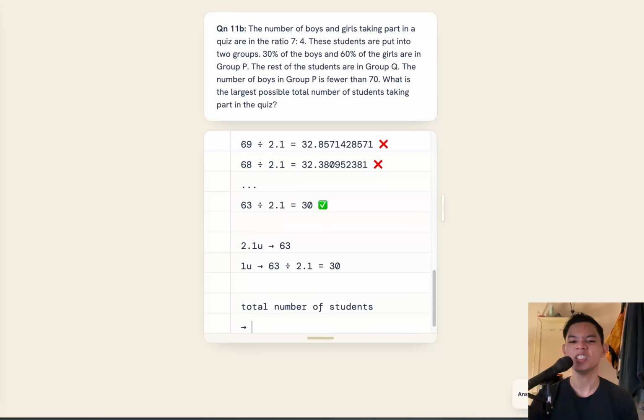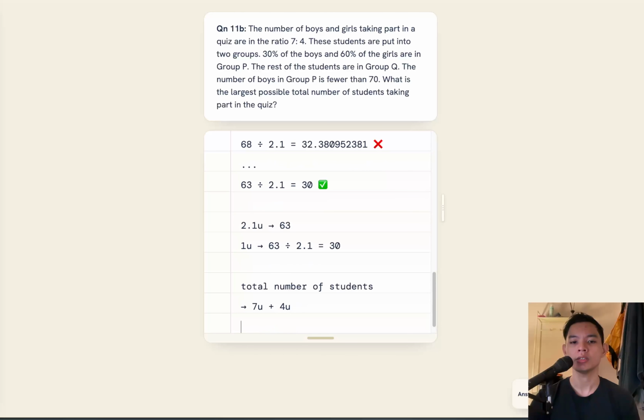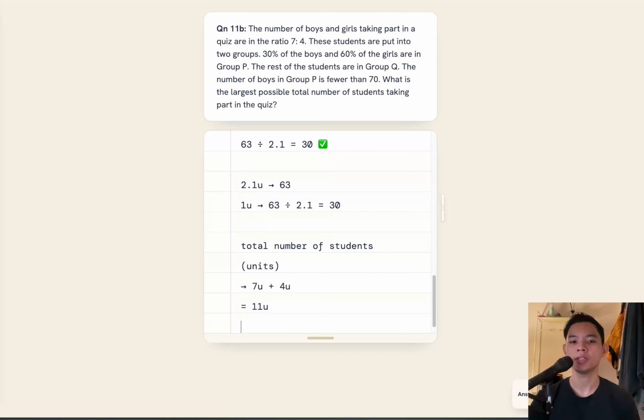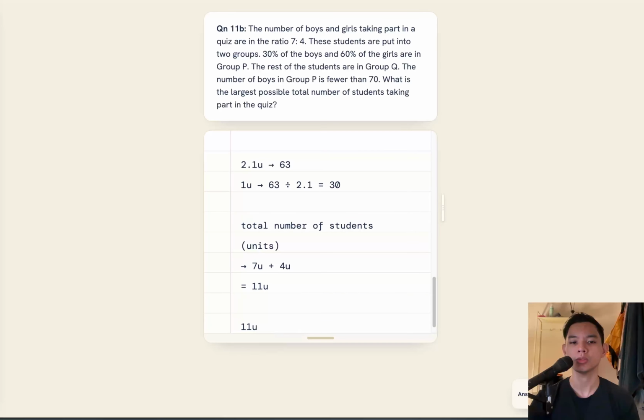Therefore, the total number of students will then be 11 units. So that means we will have 11 units total. 11 times 30 will be 330. Okay, there you go. So that's the answer.